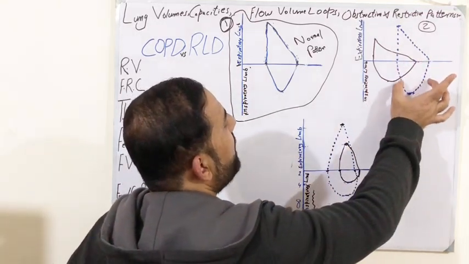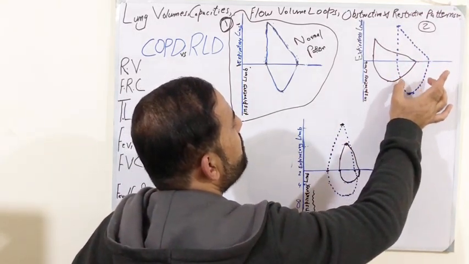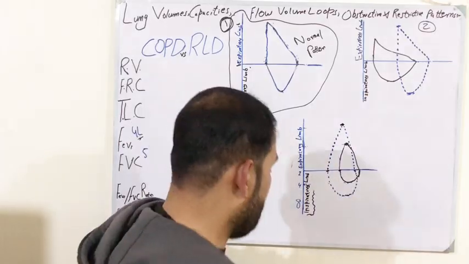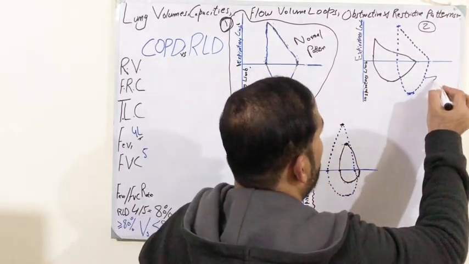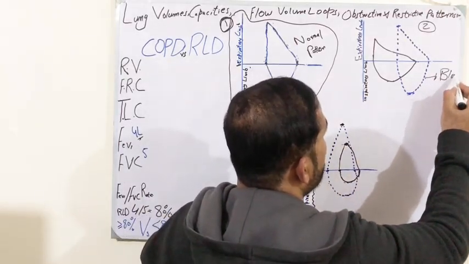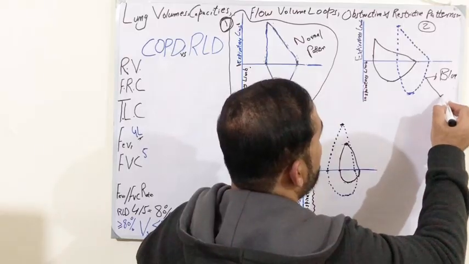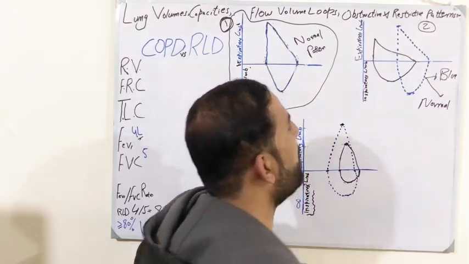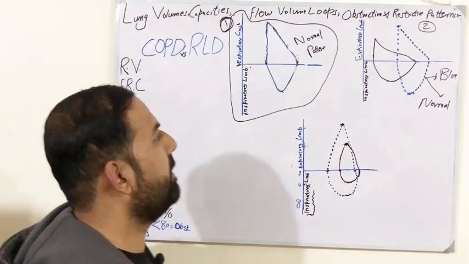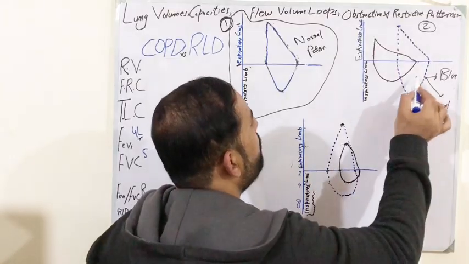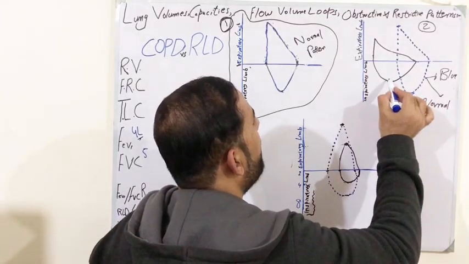Now we have to compare this blue one with the black one, right? The blue one is normal for us. This patient hasn't got any problem, right? This is the normal one. Now let's compare and contrast this blue versus the black one.